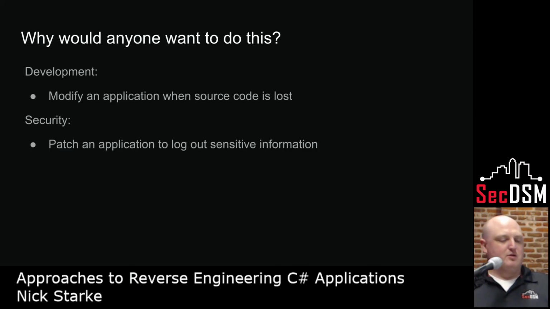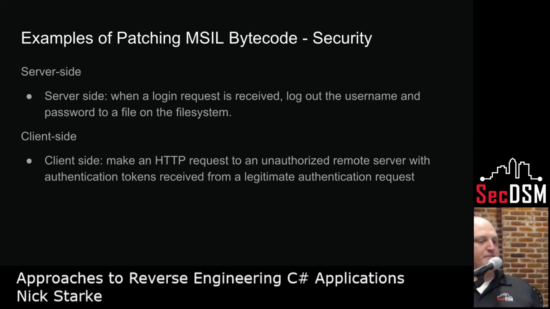So why would anyone want to do this? From the development perspective, you want to modify an application when the source code is lost. You have to make a big update to your .NET app and you don't have the source code anymore. You have to use this technique I'm going to describe to make your update to the .NET application. From a security perspective, I might want to patch an application to log out sensitive information to the file system. For example, in a server-side context, when a login request, an authentication web request, is received on the .NET application, maybe I as an attacker want to log out the username and the password supplied to the login function to the file system. Why would I want to do that?